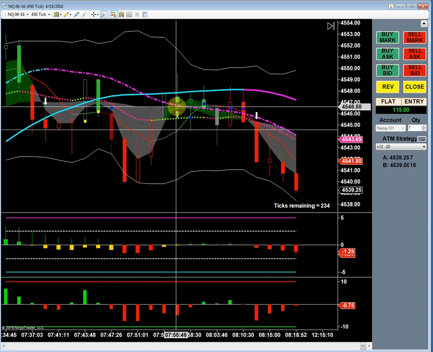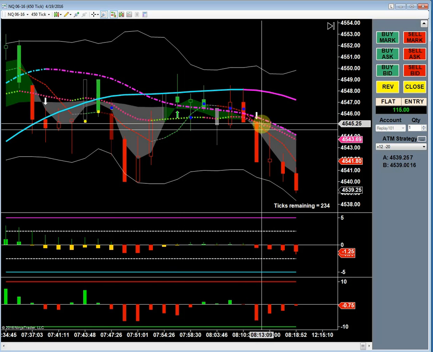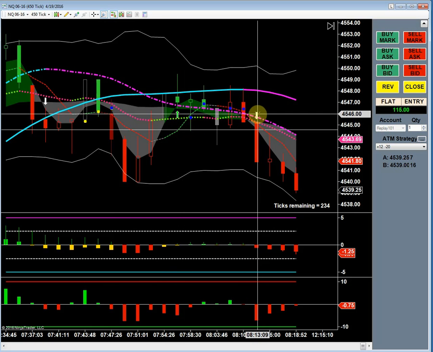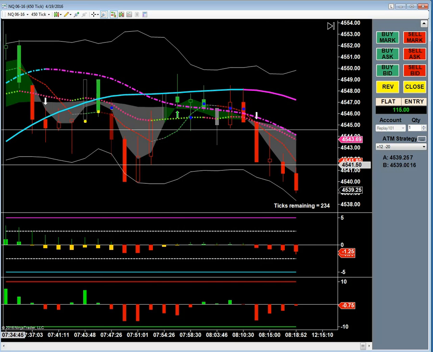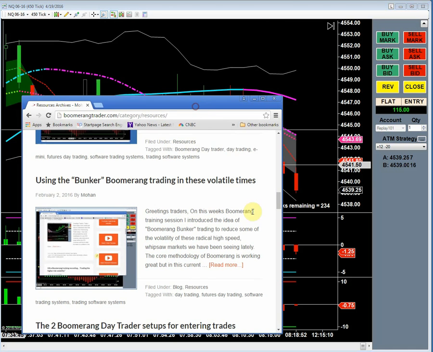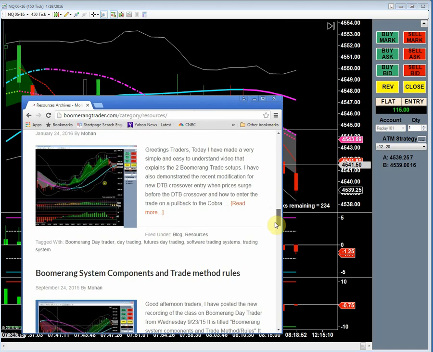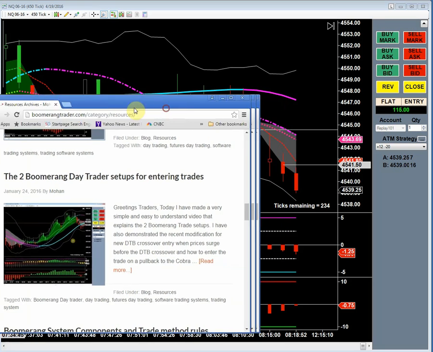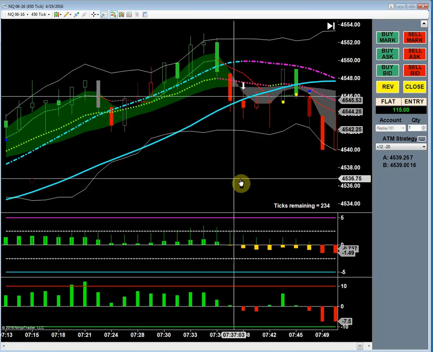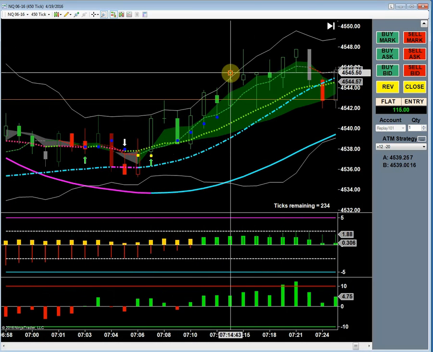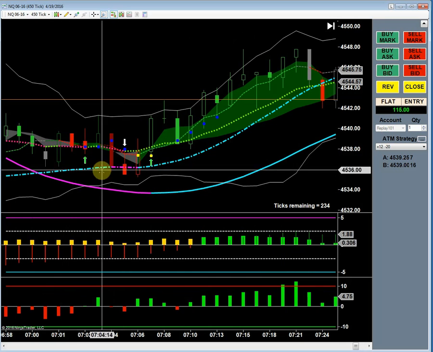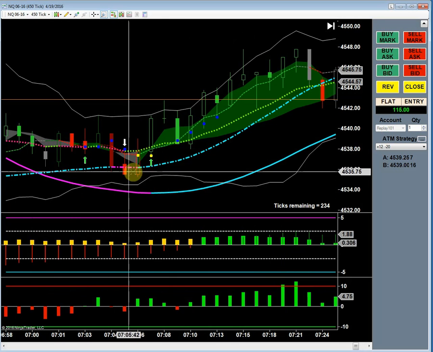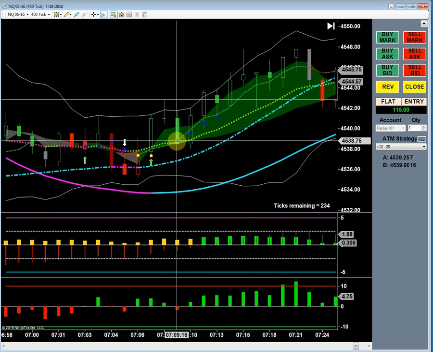So then you had the reversal. So technically this was a second level boomerang trade, which is described here in this simple report. This is only a 10-minute video. The two boomerang day trading setups for ending trades. One is a crossover with the real smooth. We had one earlier that I did live here. Real smooth whipsaw after a big move. Crossover. In this case, the dynamic trend bands were matching.